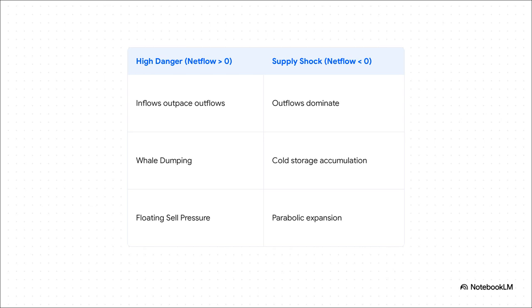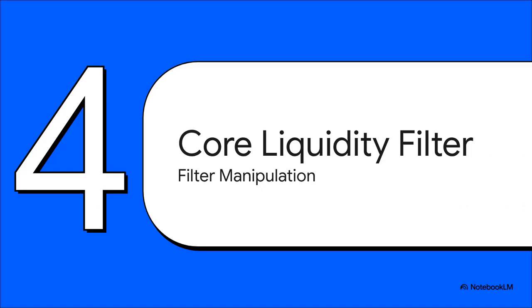The immediate floating sell-side liquidity is totally drained, manufacturing a powerful supply shock. So when fresh buyers step in, the absolute lack of available tokens just forces the asset into this crazy parabolic vertical expansion. Let's hit part 4, the core liquidity filter.